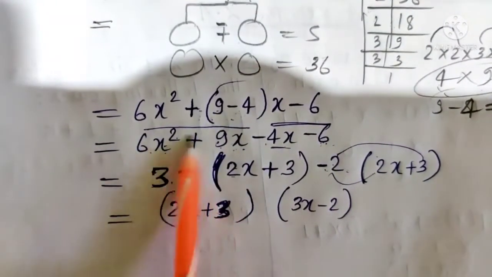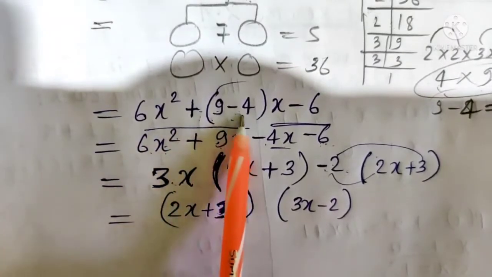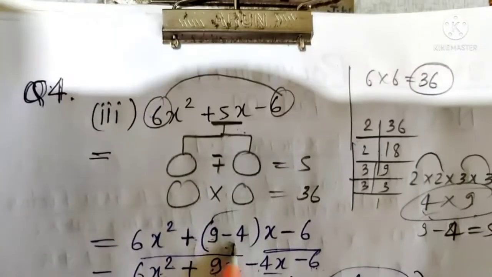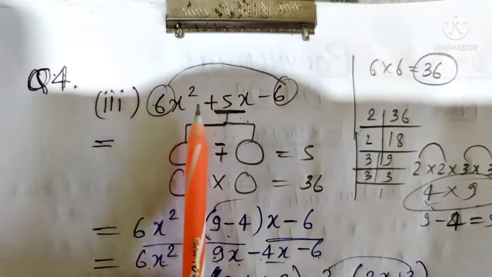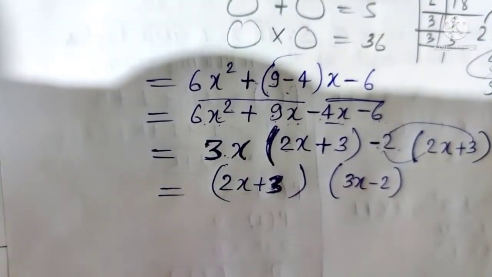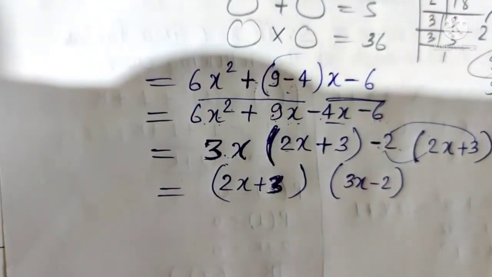expression. Okay, that is 6x square plus 5x minus 6. So if you factorize this one, what will come? 2x plus 3, 3x minus 2. I hope it is clear to you. Now you can try the other parts.